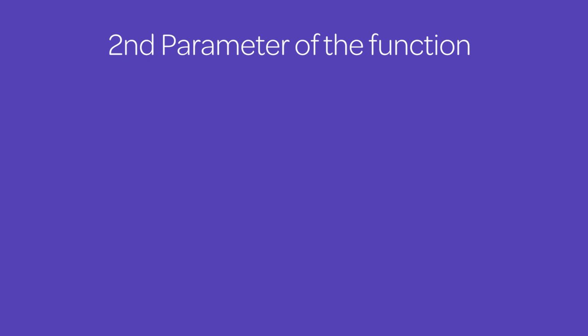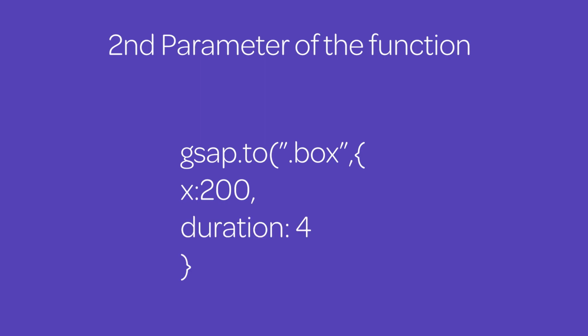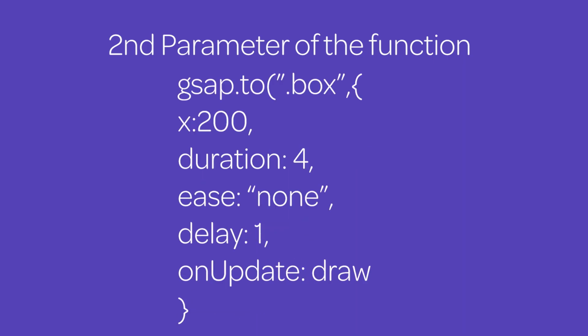Let us discuss more about the second parameter. In the context of GSAP.to function, the curly braces enclose an object literal that defines the animation's behavior, which is passed as the second parameter to the function. Each property of the object literal represents an aspect of the animation, such as, like I said before, destination values for each animated property, the duration of the animation, easing function, delay, callbacks, and more.